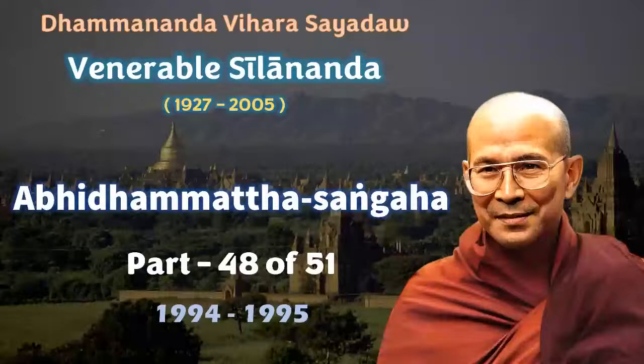So, with regard to Disa paññatti, direction paññatti, we depend on the rising and setting of sun and moon. And with regard to Kala paññatti, we depend on, again, the course of the sun and the moon. When the sun is at a certain point, we call it morning. At another point, we call it noon. At another point, we call it afternoon, and so on.